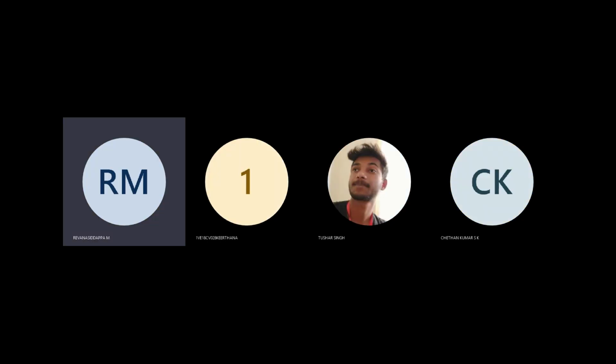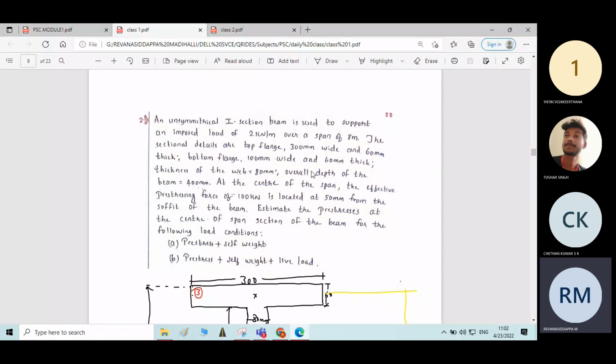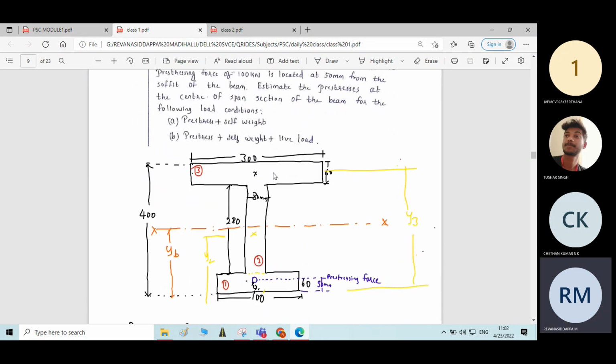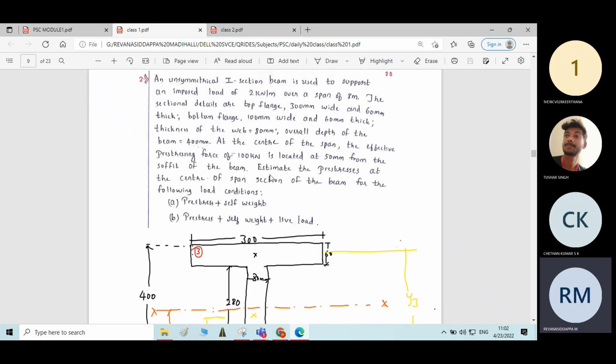Okay, in the previous class, we were solving the second problem on the unsymmetric I section, correct? Let me glance at the things which I covered in the previous class and then go ahead with the remaining portion of the problem.